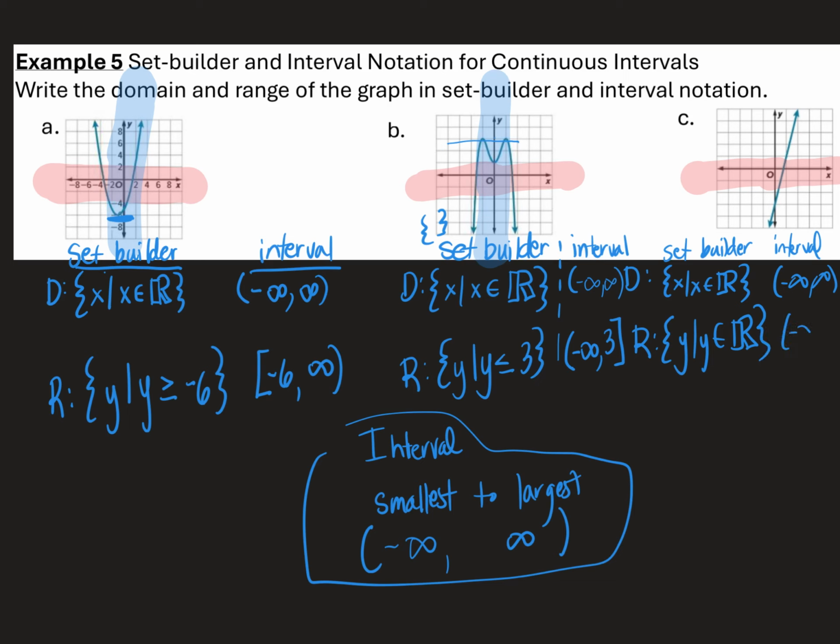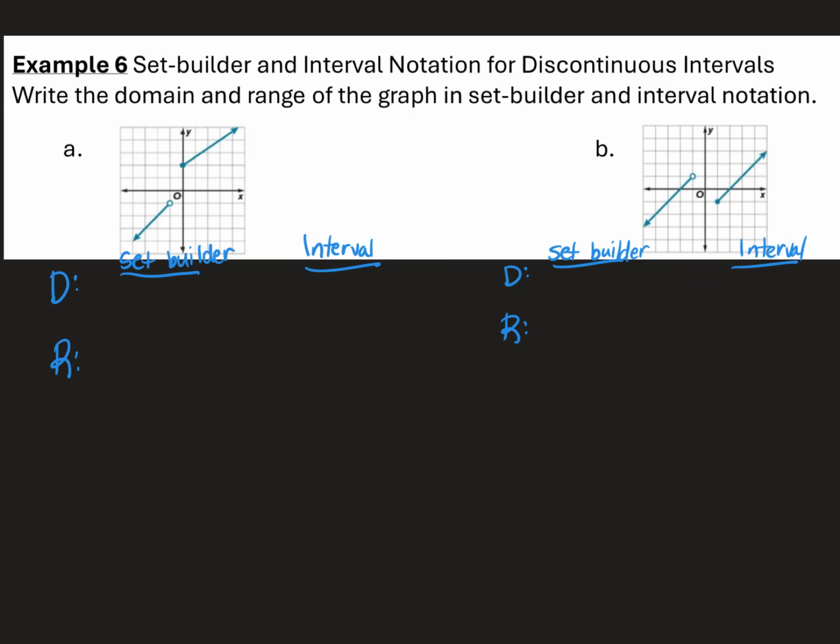Or same, negative infinity to positive infinity. And one more slide. Same for this, we're going to write the domain and range in set builder and interval notation. As you can see, these graphs are separate, so there's going to be a union, or we're going to use the word or. Union will be in interval notation, and or will be in set builder notation.